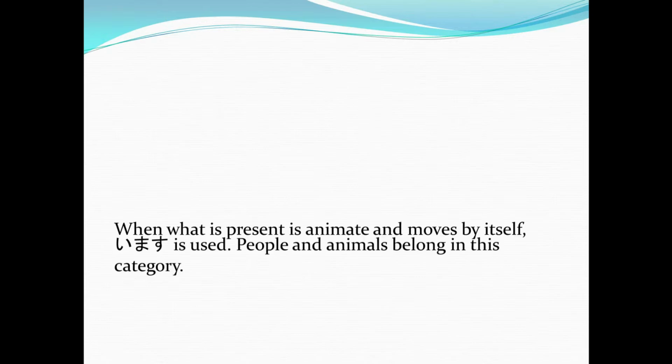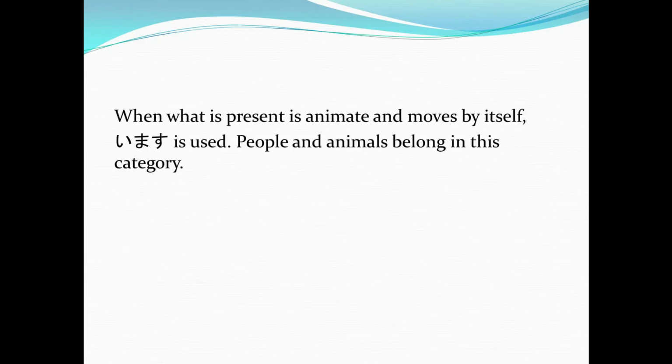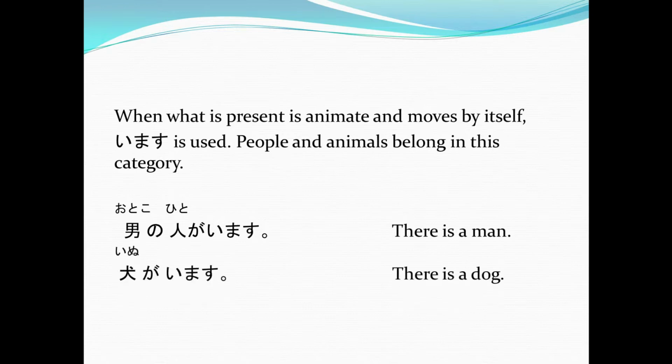When what is present is animate and moves by itself, imasu is used. People and animals belong in this category. Example, otoko no hito ga imasu, or there is a man. Another example would be inu ga imasu, or there is a dog.